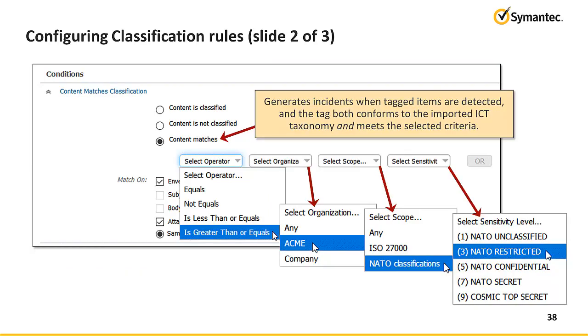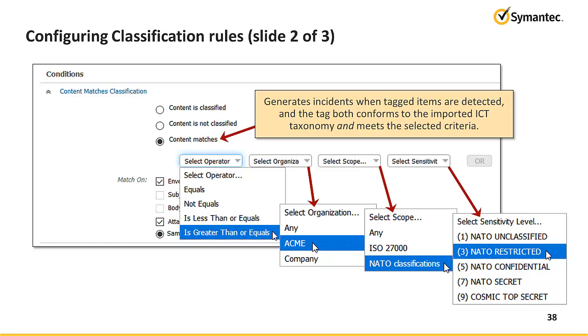The content matches condition generates incidents when a tagged email message or document is detected, and the tag both conforms to the imported ICT taxonomy and meets the specific criteria selected for the condition. To illustrate how to configure the content matches condition, consider the following scenario.